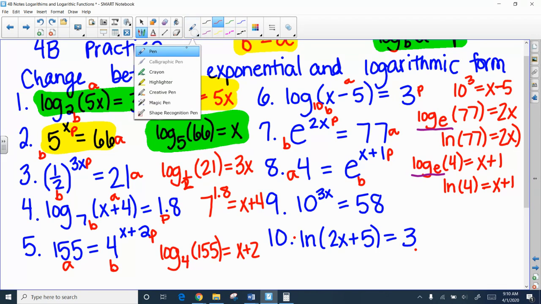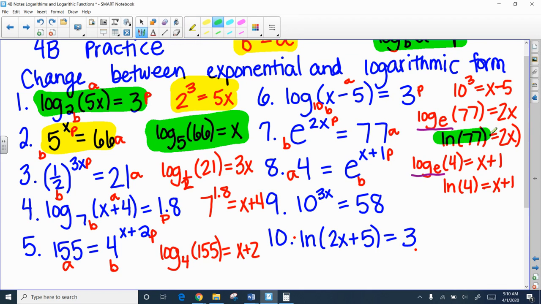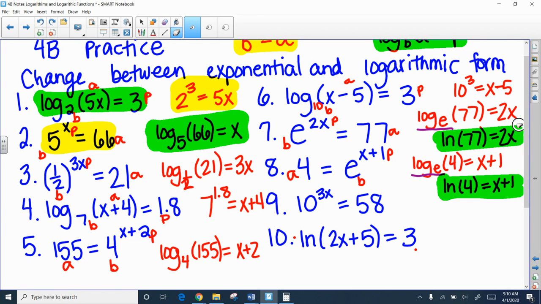So on both of those, 7 and 8, they were both in exponential form with a base of e. So we had to write them in logarithmic form. A logarithm with a base of e is a natural log. So those both ended up being written as natural logs.